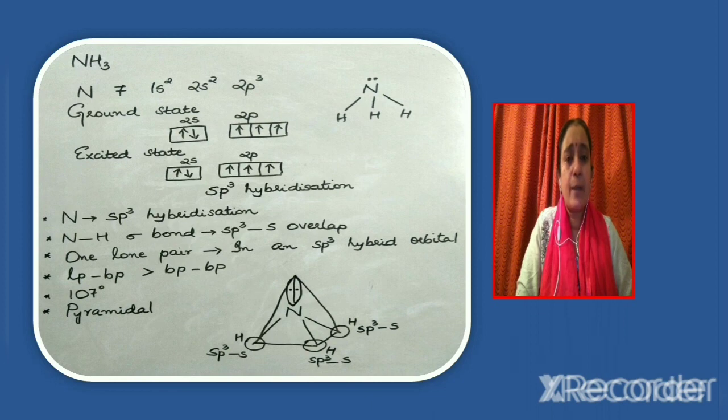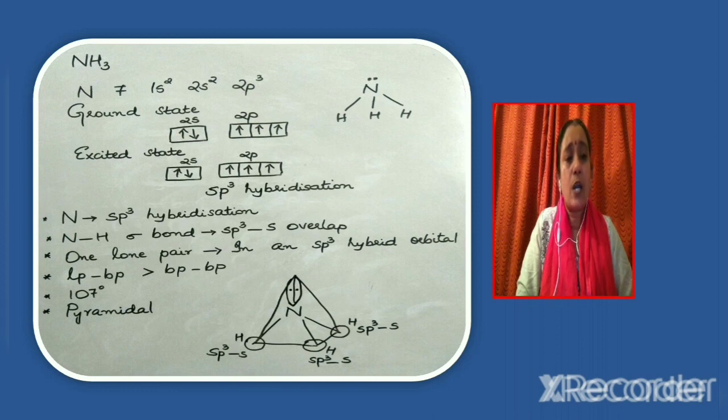So here in the case of ammonia, one 2s orbital will mix with 3 2p orbitals to give 4 sp3 hybrid orbitals. Therefore, nitrogen is under sp3 hybridized state. 4 sp3 hybrid orbitals are thus obtained. Here you should note that out of the 4 sp3 hybrid orbitals, 3 of them will contain 1 electron each, and the 4th sp3 hybrid orbital will be having a pair of electrons. This is actually the lone pair of electrons which is present in nitrogen.